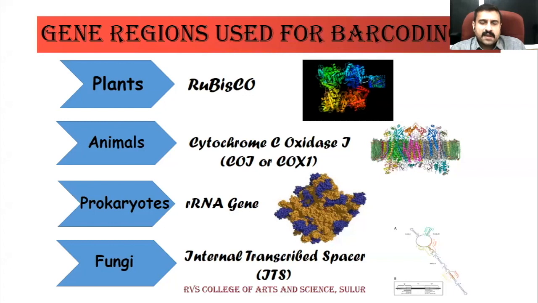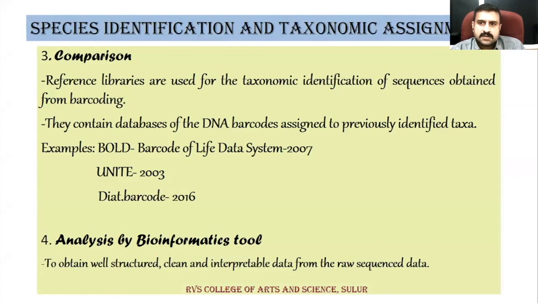So just to recap or to brush up, I repeat: for plants it is rbcL, for animals it is cytochrome C oxidase, for bacteria or prokaryotes it's 16S rRNA, and for fungi it is ITS, that is the internal transcribed spacer. So here, the species identification and taxonomic assignment.